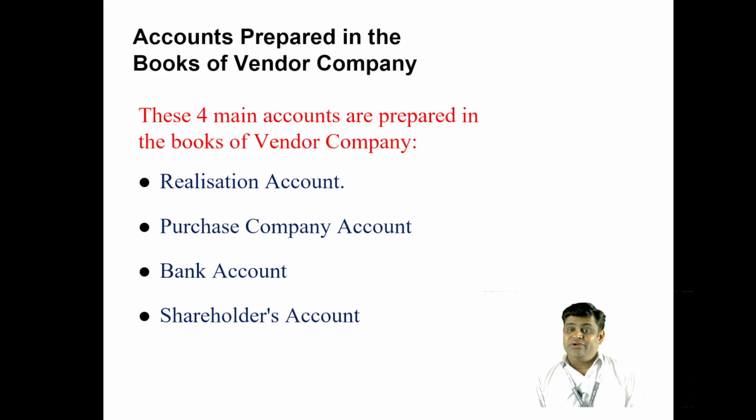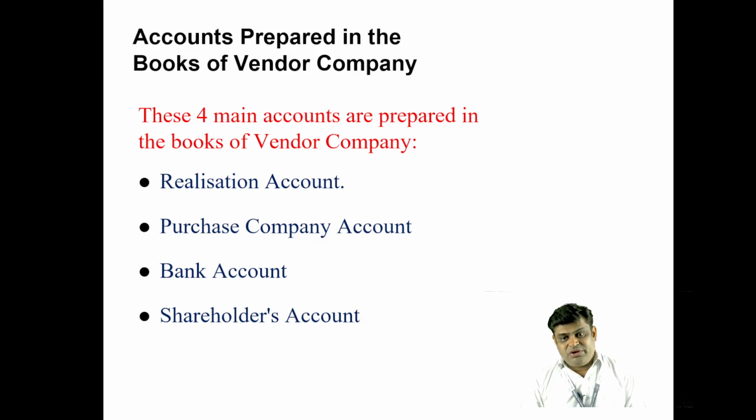Now, what accounts are involved in the process of absorption of a company? As I already told you earlier, before understanding the accounting entries, we have to understand the theory. The theory covers the types of accounts involved. There are 4 main types of accounts which are prepared in the books of the vendor company. Why? Because the vendor company has to close down its books and the life of the vendor company comes to an end in case of absorption of a company.